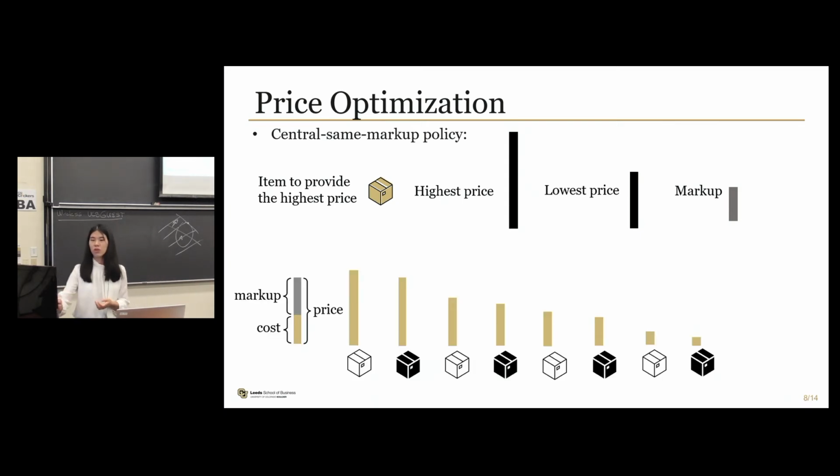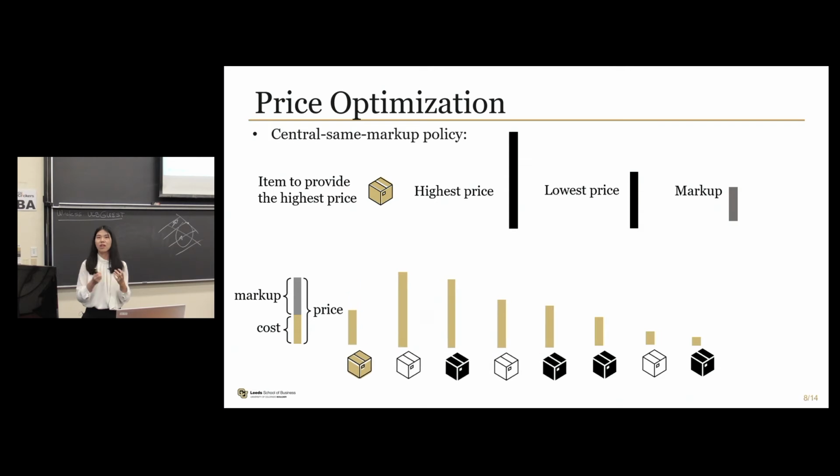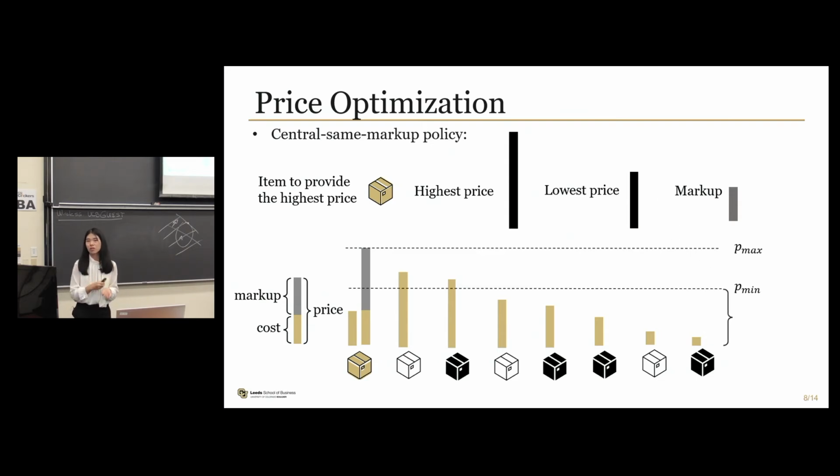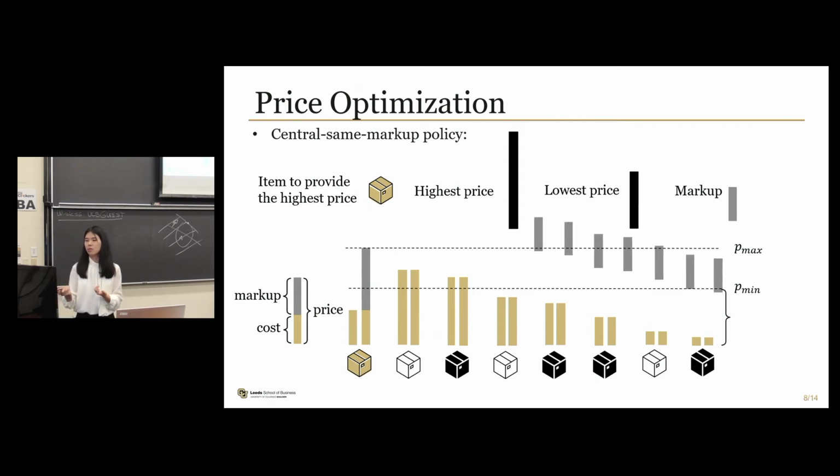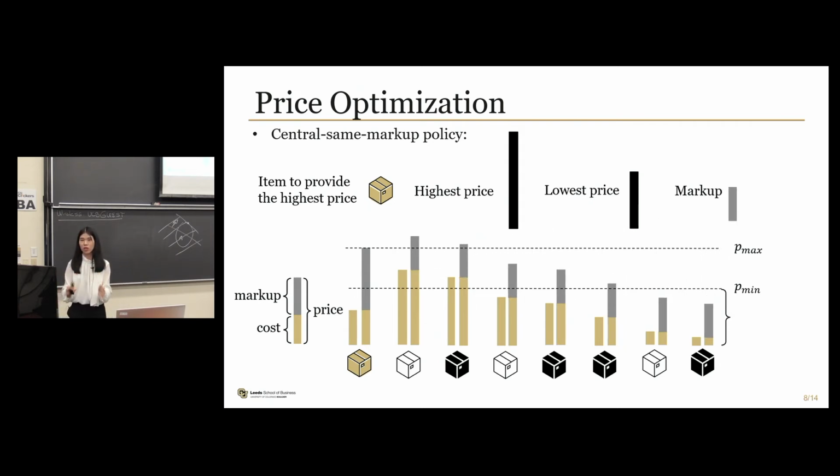Here we use the golden bar to represent the cost of each item, and the gray bar to represent the markup of each item. Then we put all the items in the cost decreasing order. And then we find the item and let this item provide the highest price. And then we set the lowest price for this assortment. And after that, we add this markup to all the remaining products.